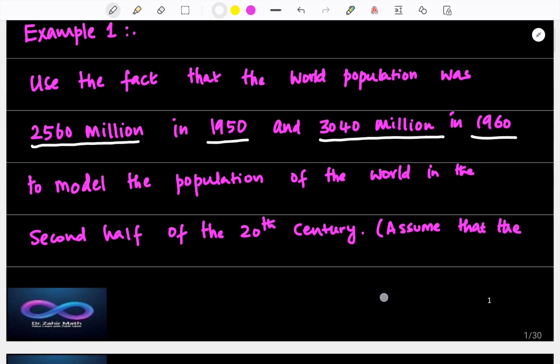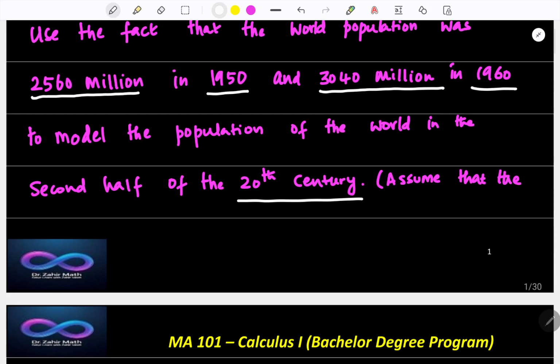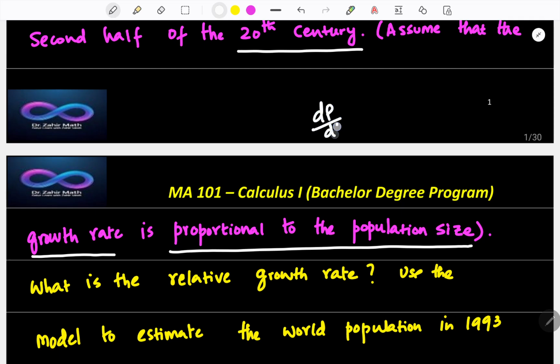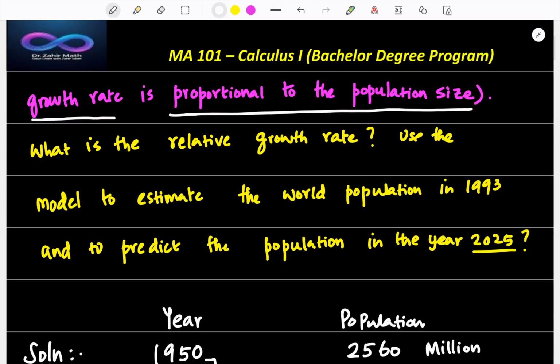To model the population of the world in the second half of the 20th century, assume that the growth rate is proportional to the population size. What is the meaning of that? It means the growth rate of the population model is proportional to the population size. Actually, you haven't studied integration. If you use integration step by step, you will get a differential equation, solve it, and then get the solution. That solution we are going to take directly in this problem. So the question is, what is the relative growth rate?